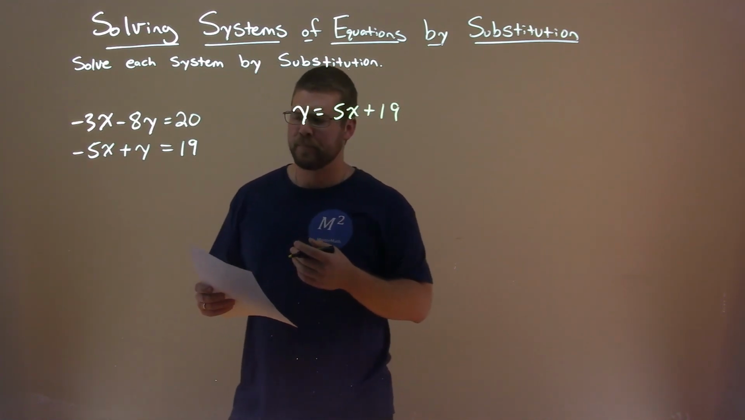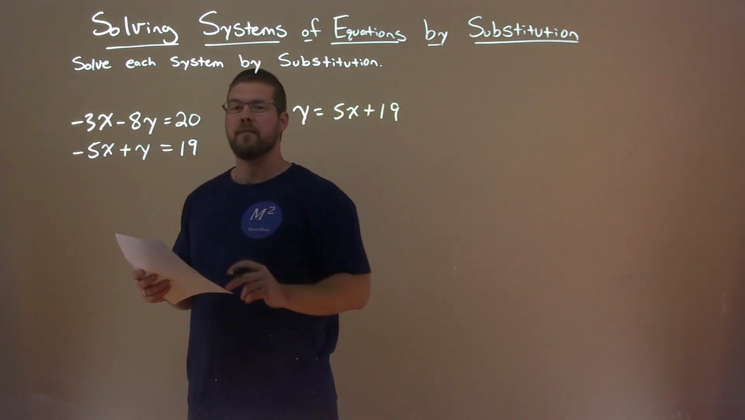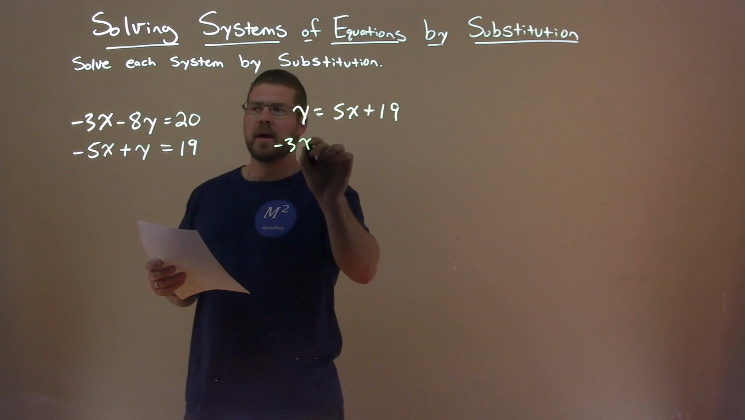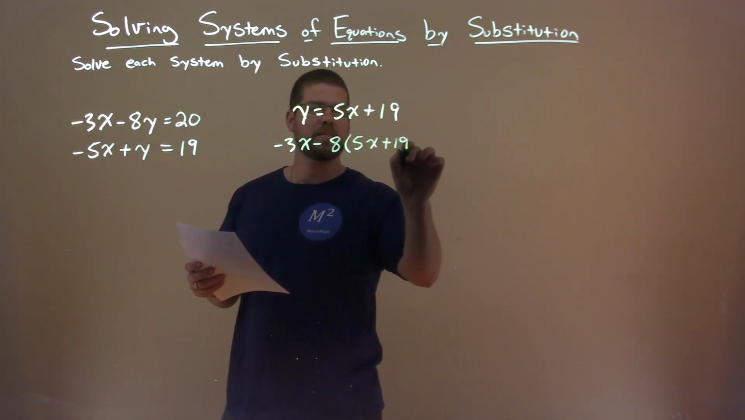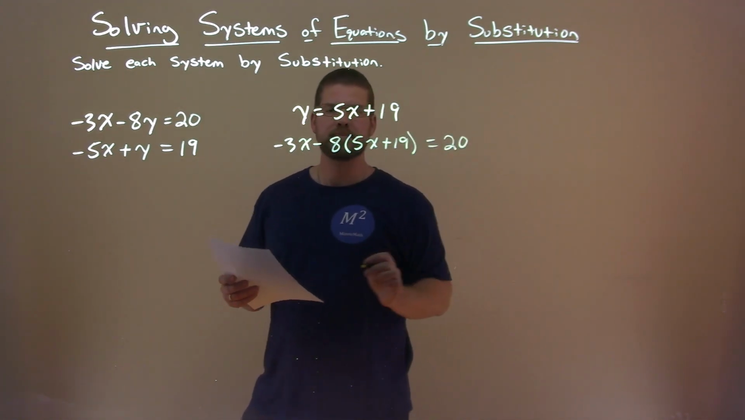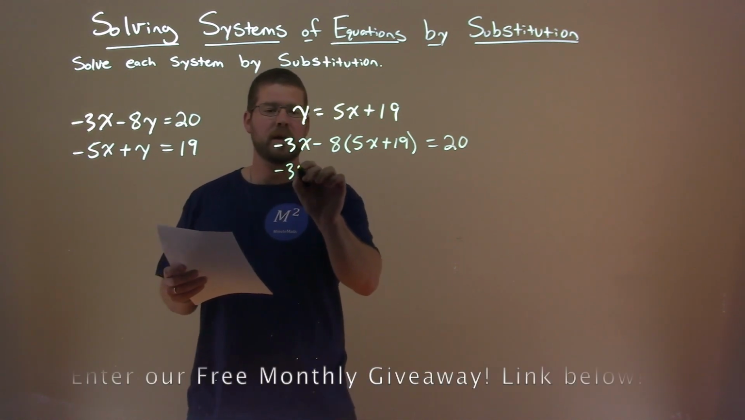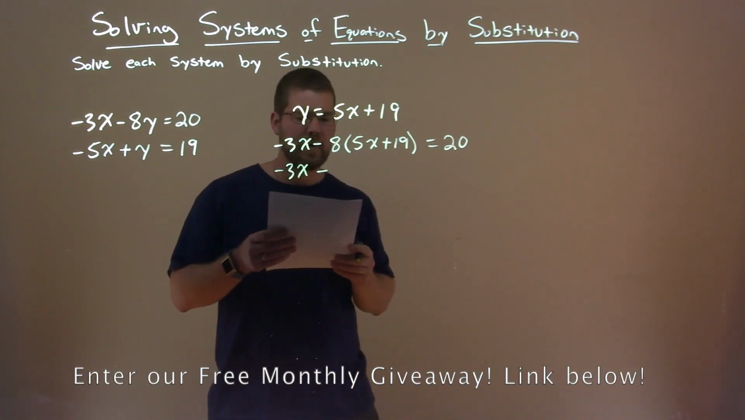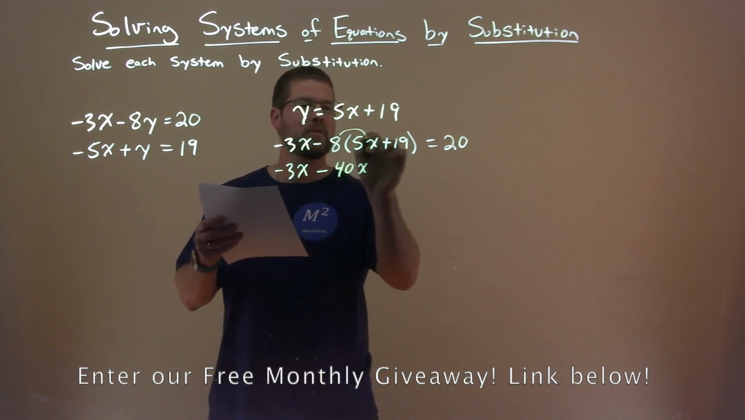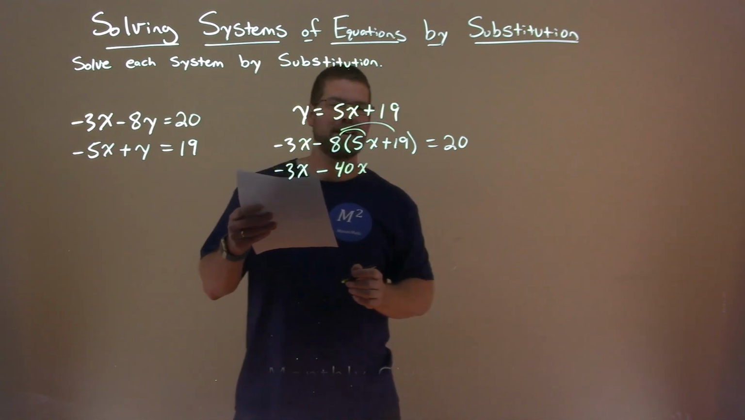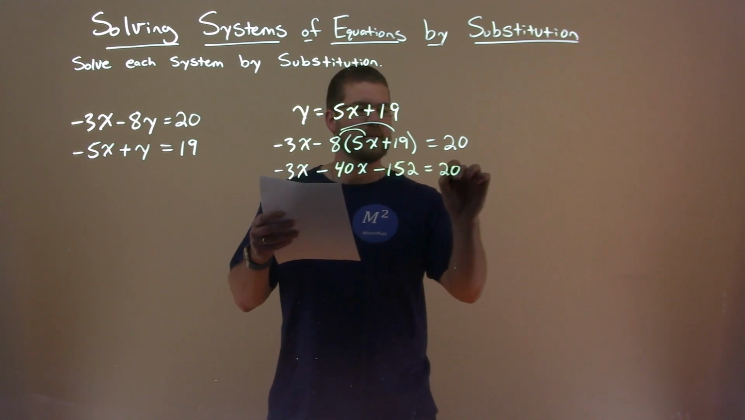Not too bad. We take that information and plug 5x plus 19 into y of our first equation. Minus 3x minus 8 times y, which is 5x plus 19, equals 20. So then from here, we want to solve for x. Minus 3x here, and negative 8 times 5x is minus 40x. Make sure we distribute to both parts. And negative 8 times 19 is a negative 152, and that equals 20.